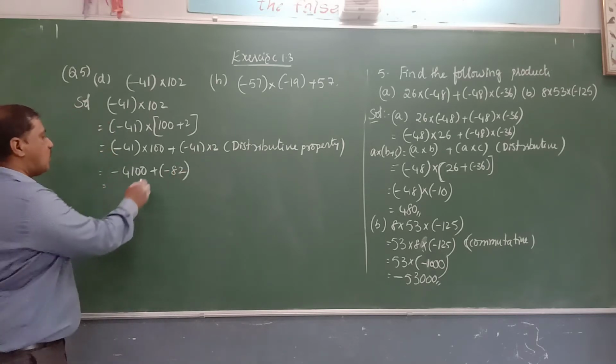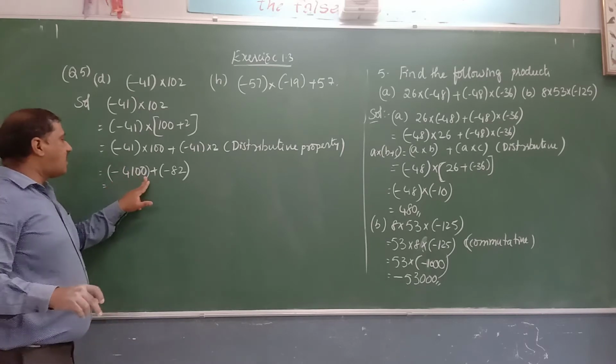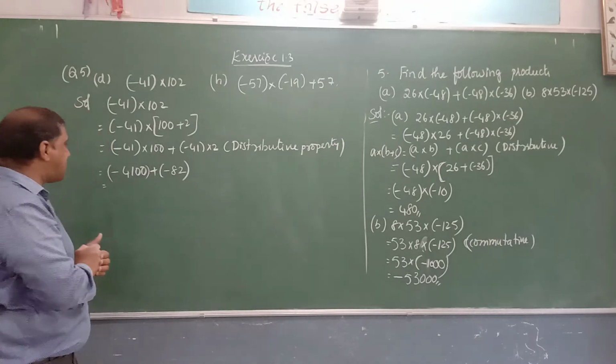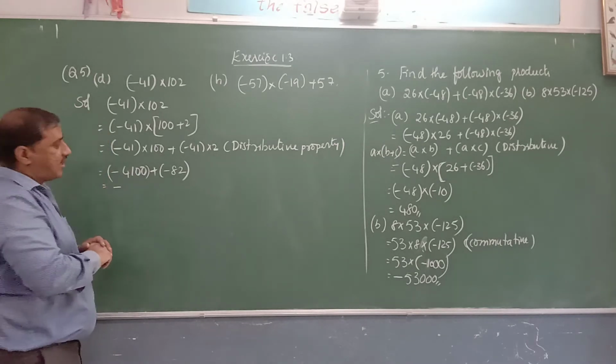Now we are adding two negative integers. Minus 4100 plus minus 82. How to add two negative integers? Keep the minus sign and add the two numbers. So we will get what?